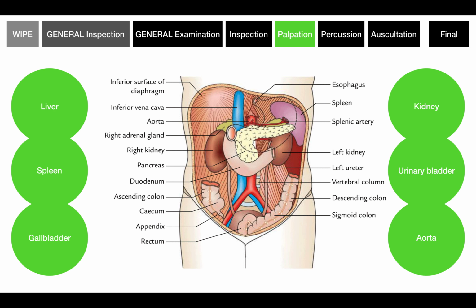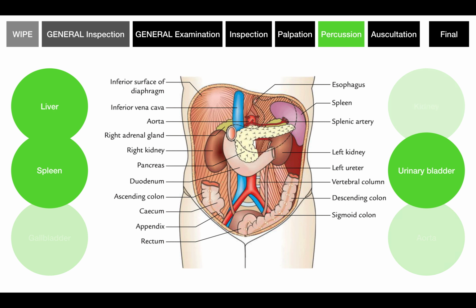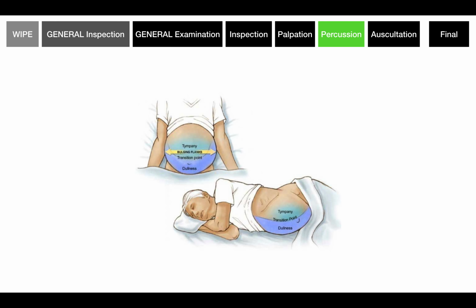So those are the things we palpate, the six. You don't percuss all six, you percuss three of them. You percuss the liver, you percuss the spleen, and you percuss the urinary bladder. You are also going to be percussing for ascites with shifting dullness, basically. So you will do the classic percussion, and it will get duller when you hear fluid.